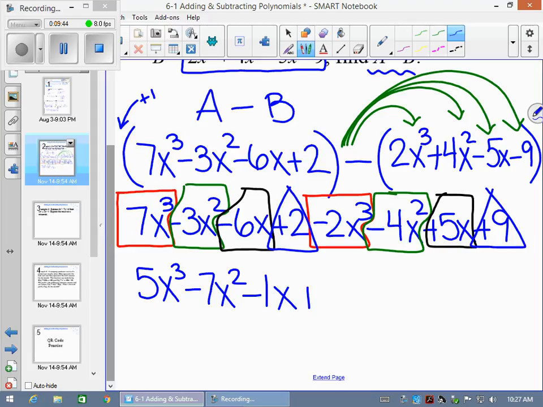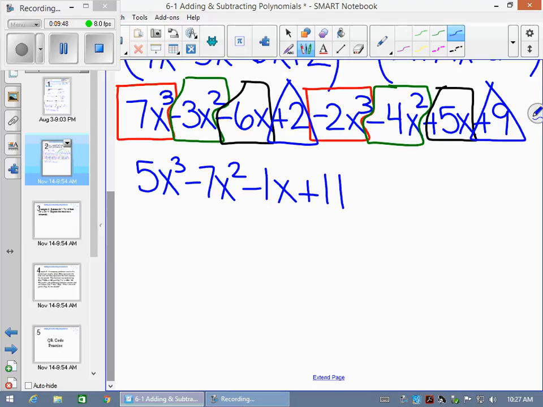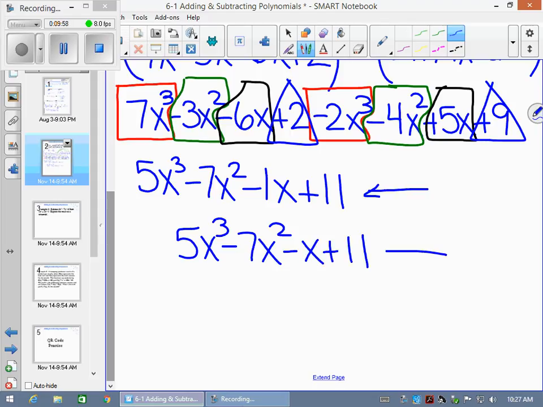Now the only thing here is if you didn't want to write that coefficient of 1, you don't have to, but if you did write it, that's okay. So either version of this answer, whether you put the negative 1 or you just put the minus sign, are correct. These are both in standard form.